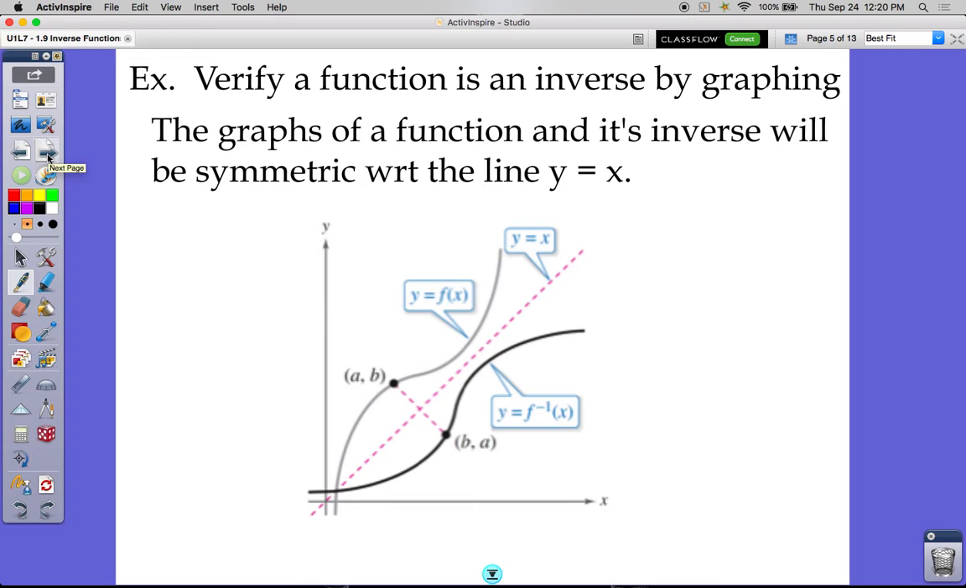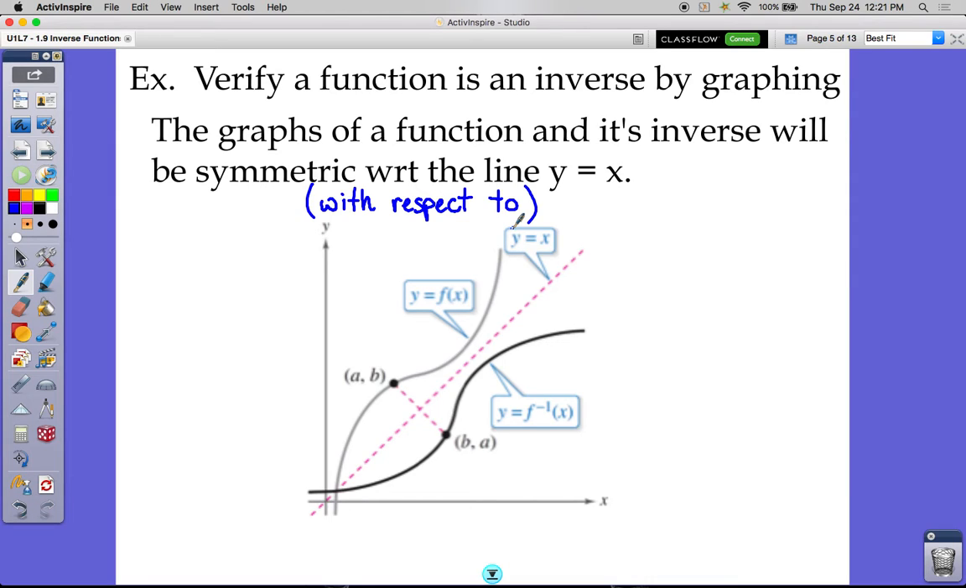We can also verify inverses if we simply graph an equation. The graph of a function and its inverse will be symmetric, and WRT is not a typo. It is with respect to, so WRT is just an abbreviation for with respect to the line y equals x.